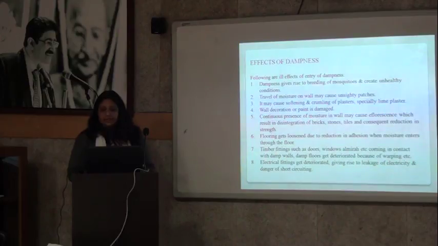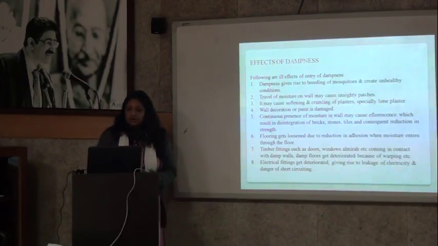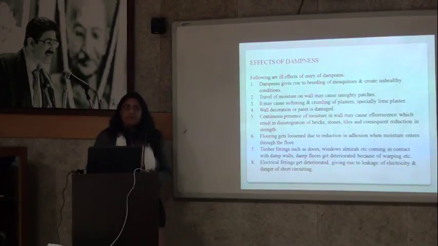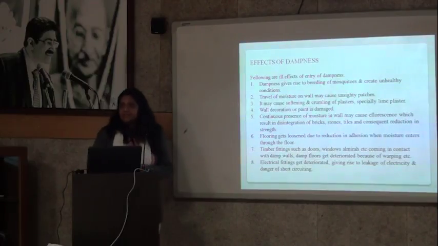Electrical fittings get deteriorated, giving rise to leakage of electricity and danger of short circuiting. All the electrical wiring and conduiting runs inside the walls or roofs. Due to the presence of dampness or water, it gets deteriorated. It can give a serious danger to lives also, because with the short circuit, fire can come out, and it will really give a very bad effect to the space.